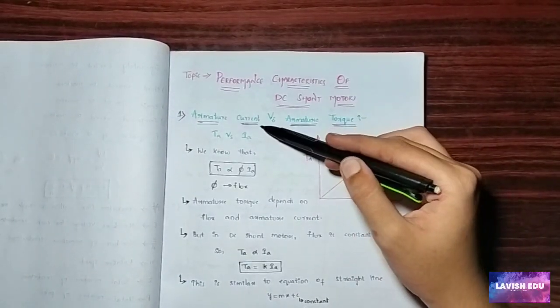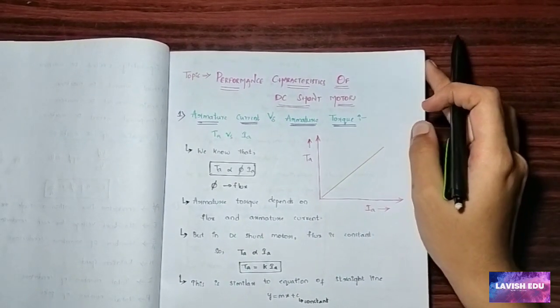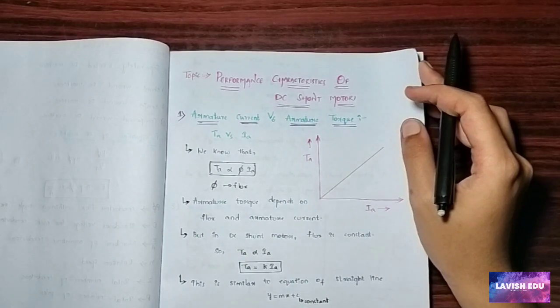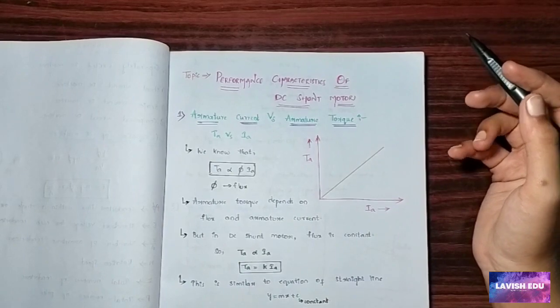Today I'm going to tell you about the performance characteristics of the DC shunt motor. We'll see the characteristics between the armature current and the armature torque. We have linear characteristics in the armature current and armature torque. Now let's see how we get this linear form.